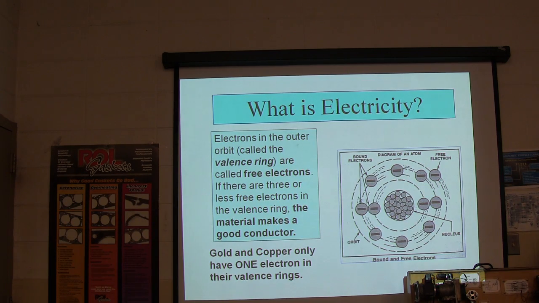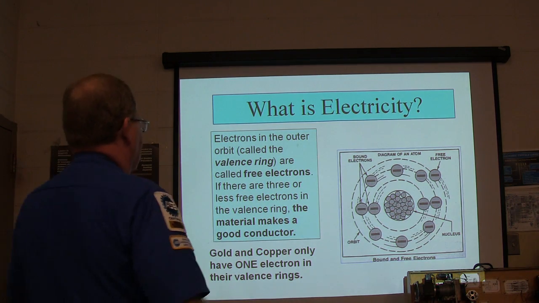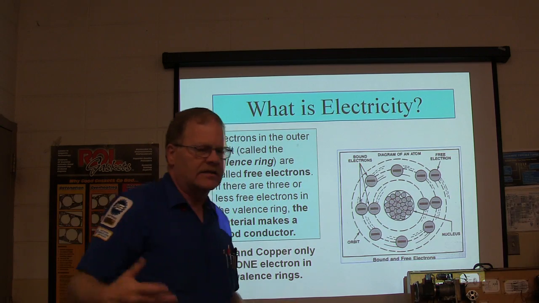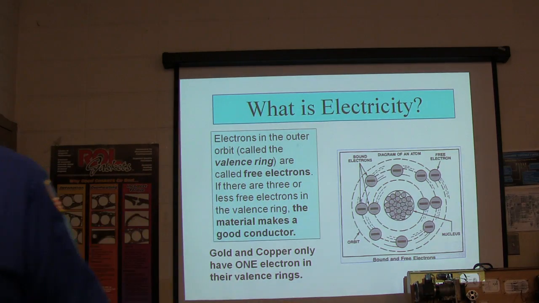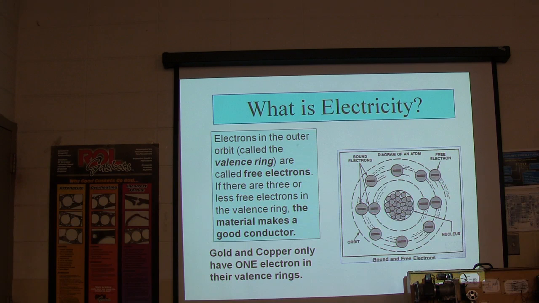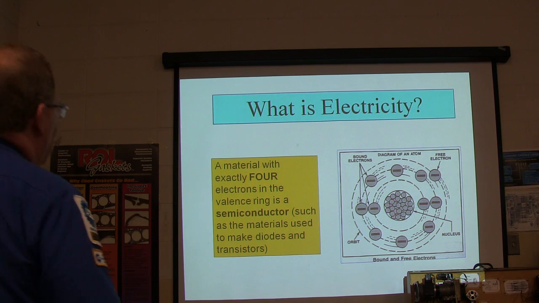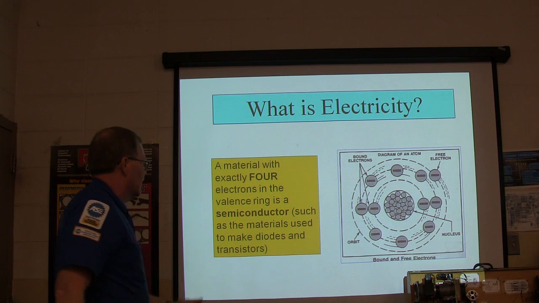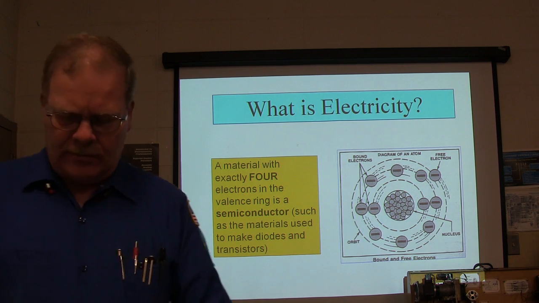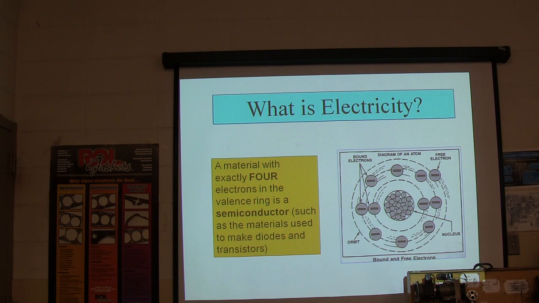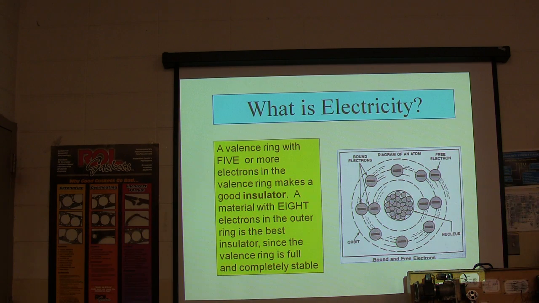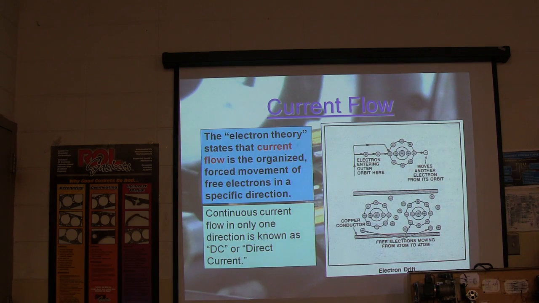If there's 3 or less, it's a good conductor. Gold and copper only have 1 electron in their valence rings, and they're really good conductors. Some of the other metals have a few more, but 8 is as many as you can have, and you can't have less than 1. A material with exactly 4 electrons is a semiconductor, which is the stuff that's used to make diodes and transistors. A valence ring with 5 or more makes a good insulator. So if it's got between 5 and 8, it's a good insulator.